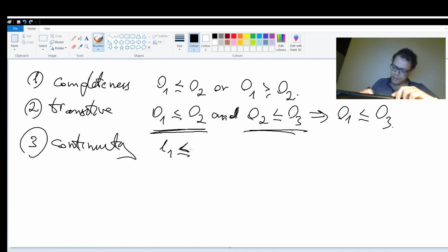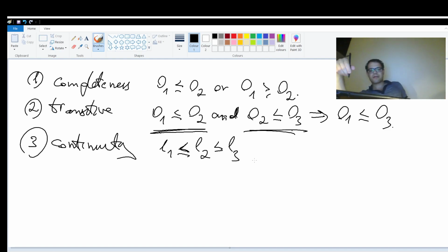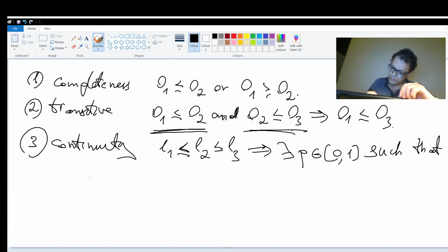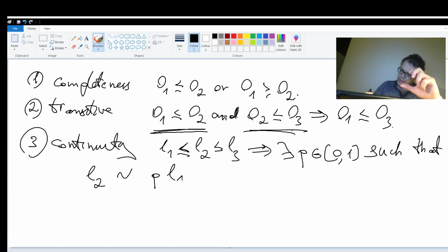If you have three preferences, L1, L2, and L3, where L1 is less preferred than L2, which is less preferred than L3, then there exists P between 0 and 1 such that L2 can be obtained the same as combining L1 and L3 with those weights. So P L1 plus (1 minus P) L3.